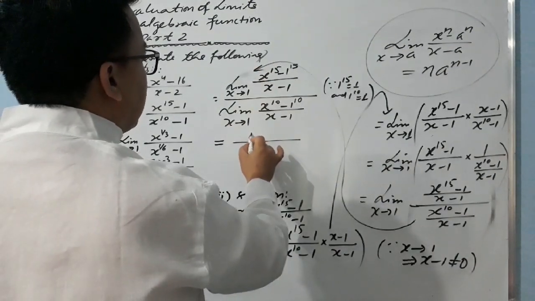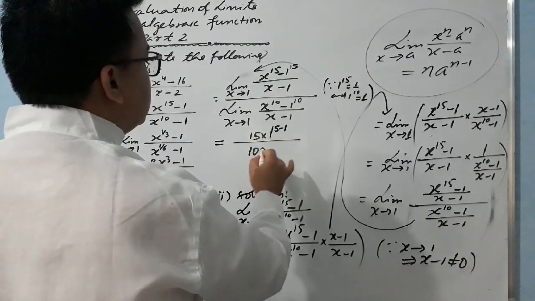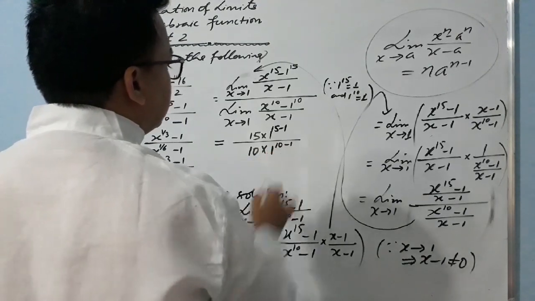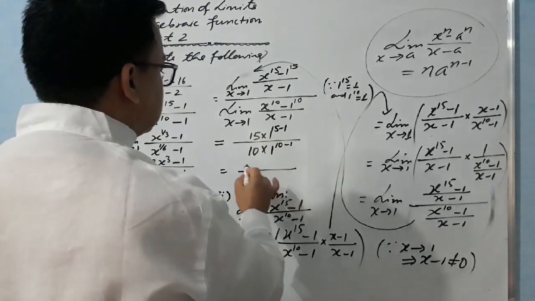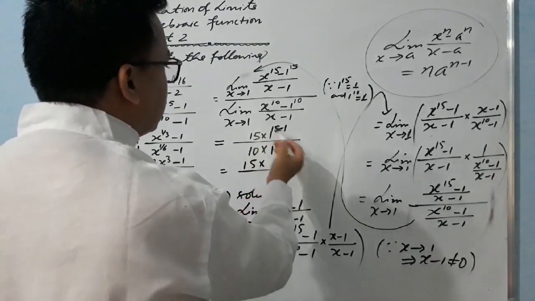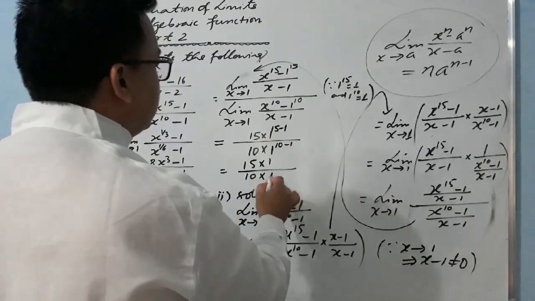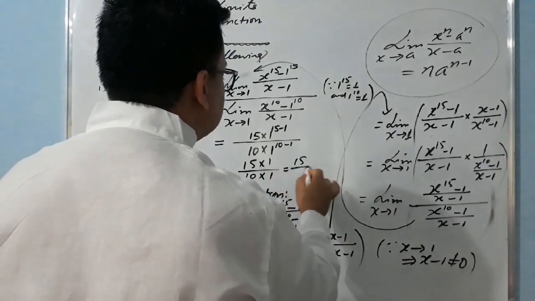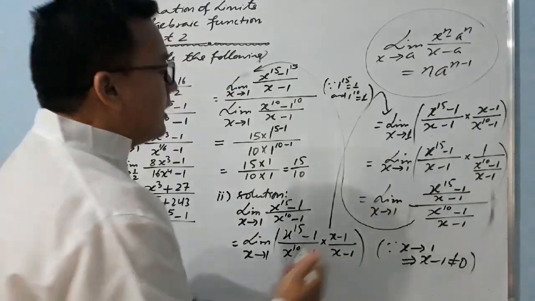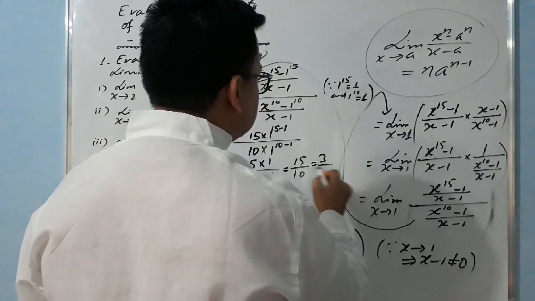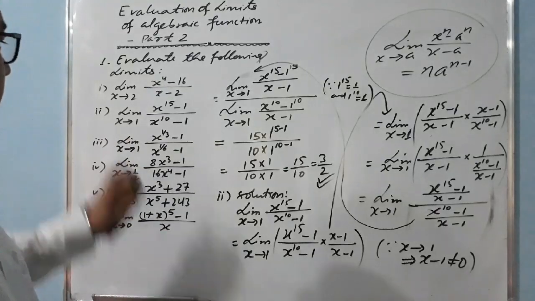Now we can apply the formula. Here in the numerator 15 into 1 raised to power 15 minus 1, and in the denominator 10 into 1 raised to power 10 minus 1. Here 15, 15. So 1 raised to power 14 means simply 1, and 10 into 1 raised to power 9 means 1. It's going to be 15 upon 10. Both are divided by the same number, 5. So 5 threes are 15, 5 twos are 10. So this is your limit of this function.